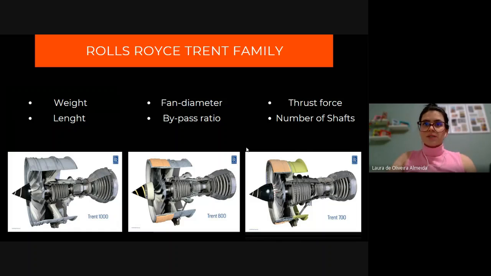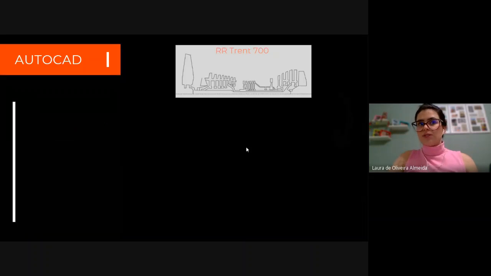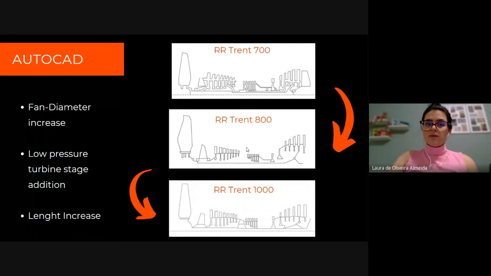Research on turbofan engine components focused on the Rolls-Royce Trent family was made. The engines selected for analysis were the Trent 700, Trent 800, and Trent 1000. Data sheets for these three were created to facilitate data comprehension. Also, using the AutoCAD software, it was possible to outline the structure of these three-spool engines and better visualize the improvements made from the 700 to the 1000.